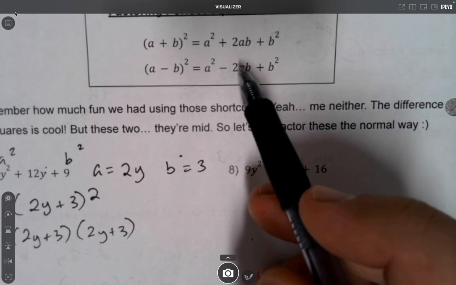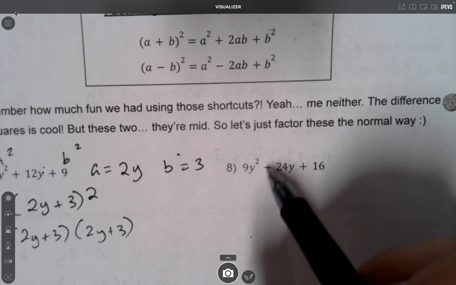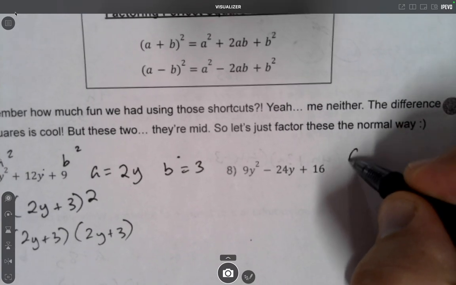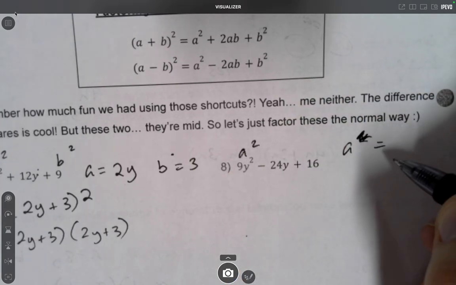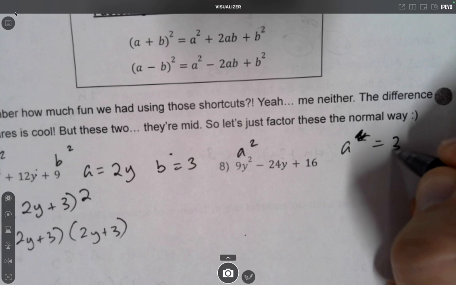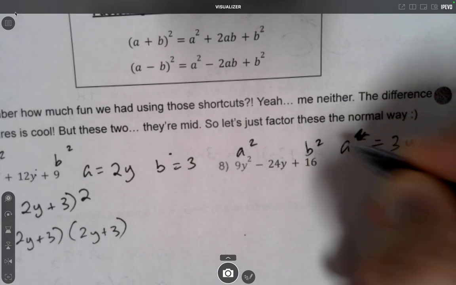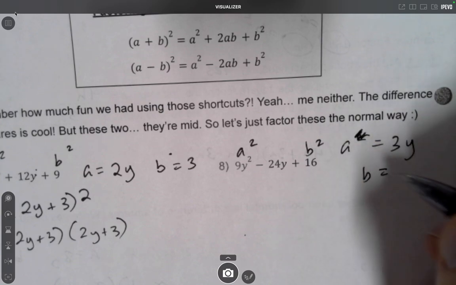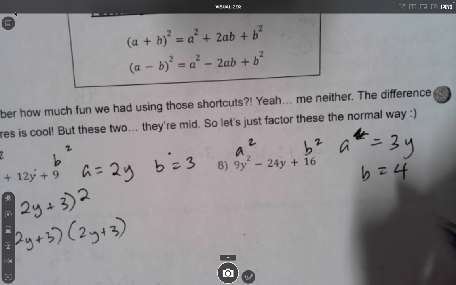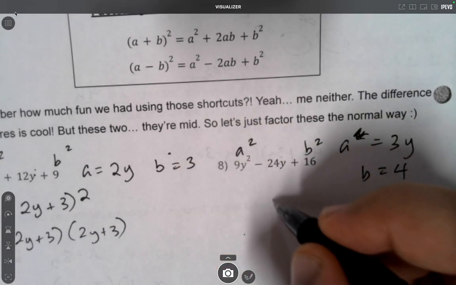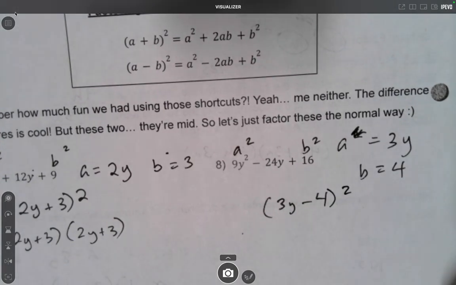Number 8 is using this second one's form, or is in the same form as the second one because we have a minus right here. So I say a squared is 9y squared. So for a, I take the square root of 9, which is 3, the square root of y squared, which is y. This is b squared. The square root of b squared is 4. So now that I have a and b, I can use this formula right here. So I put a first minus b, and I square it.